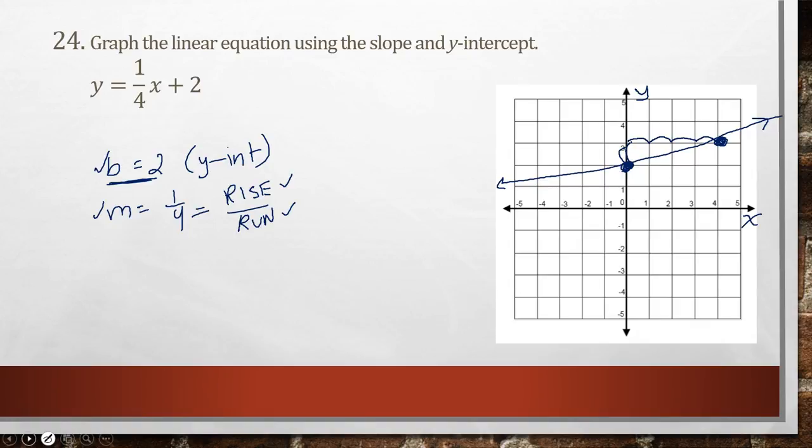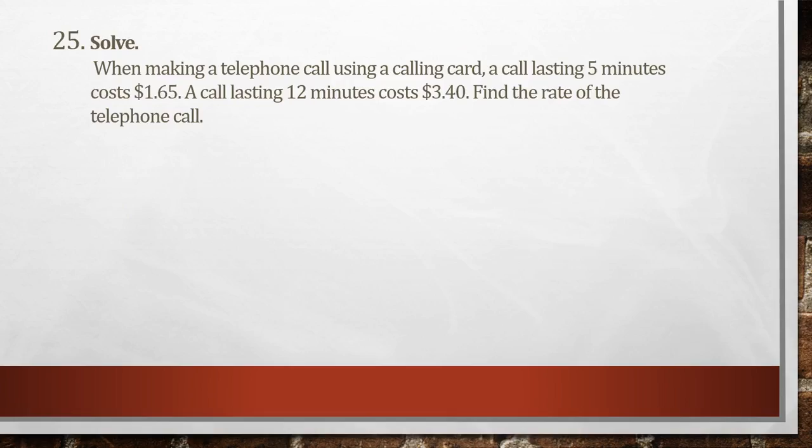All right, moving on to number 25. This says solve. When making a telephone call using a calling card, a call lasting 5 minutes costs $1.65. A call lasting 12 minutes costs $3.40. Find the rate of the telephone call. So this is asking for rate.